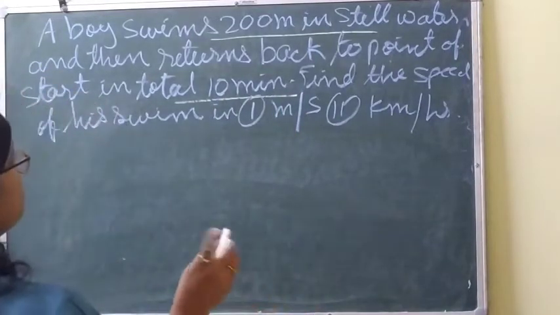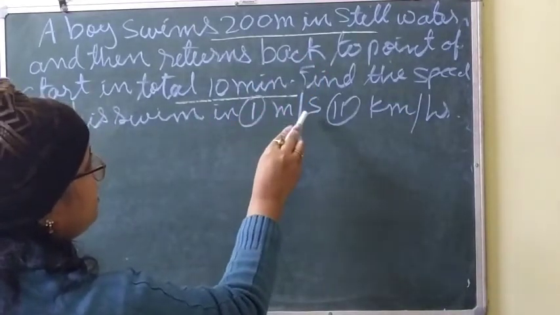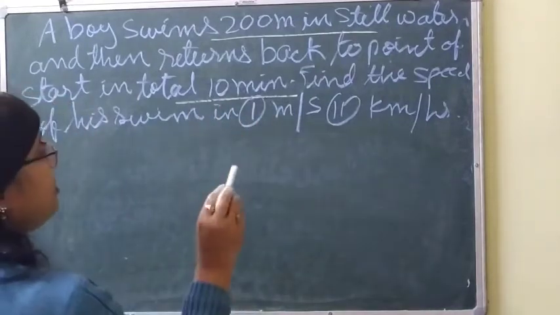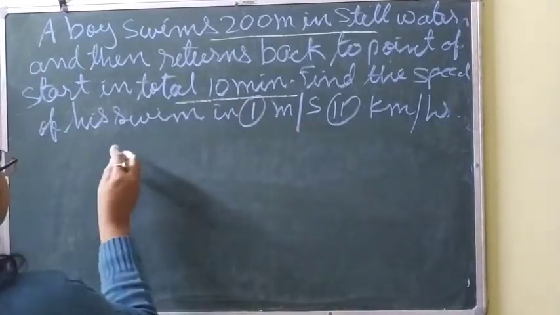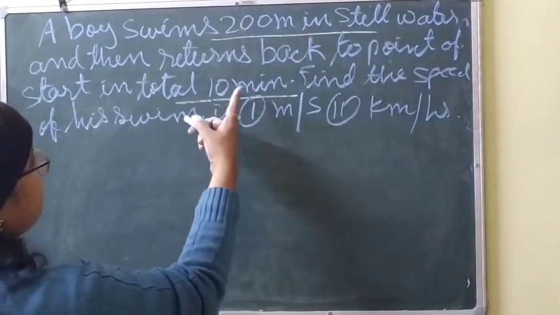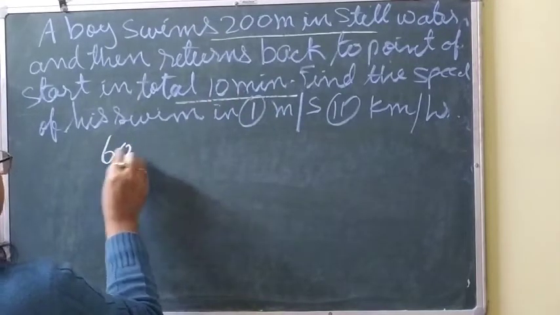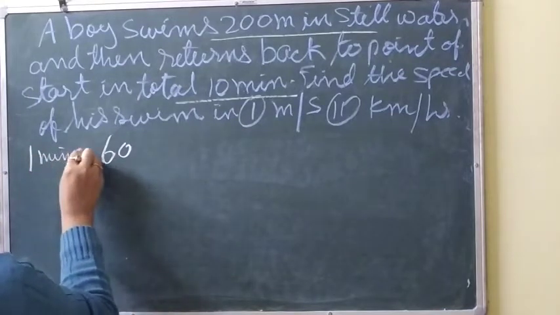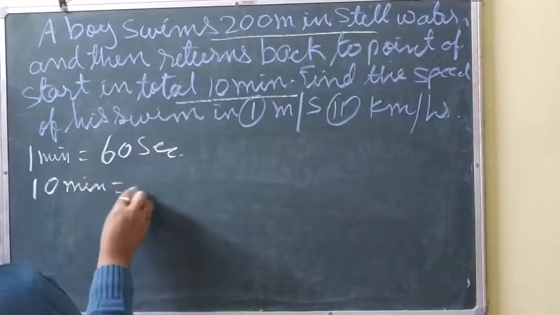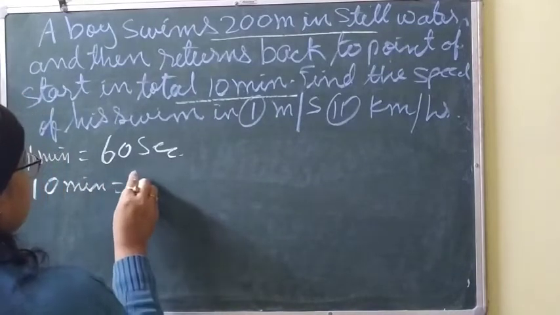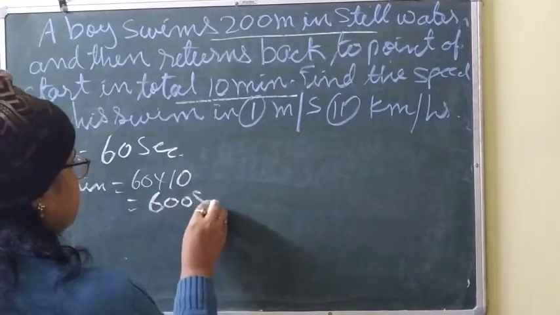So first we have to find out the speed. Clear? Here it is given 10 minutes. We have to find his time in what? Seconds. So first we'll convert this 10 minutes into seconds. 1 minute is equal to 60 seconds, so 10 minutes will be equal to 60 into 10, that is 600 seconds.